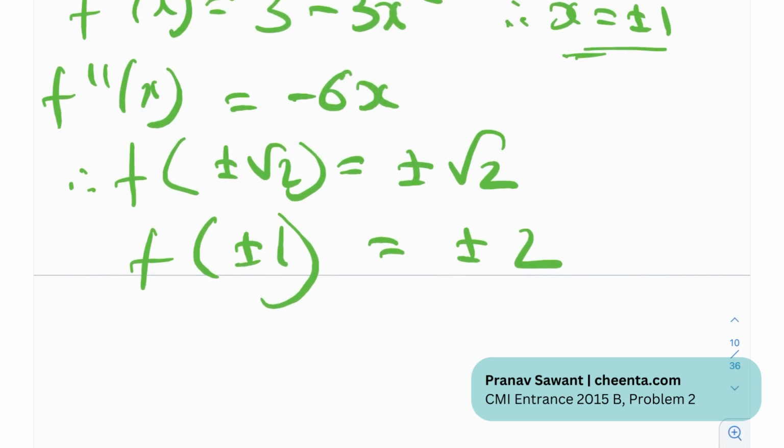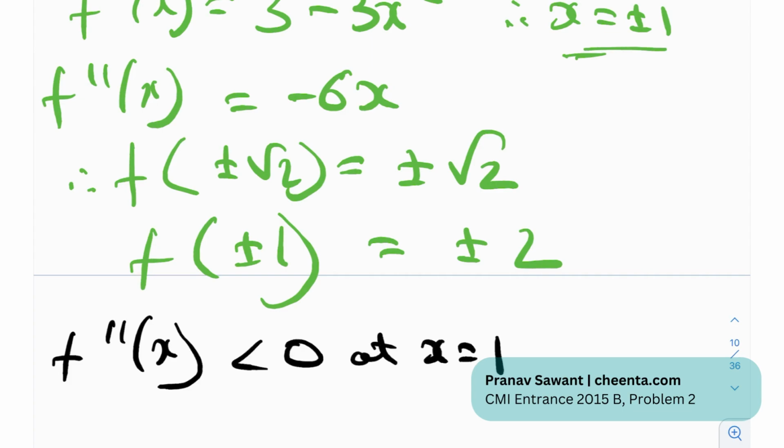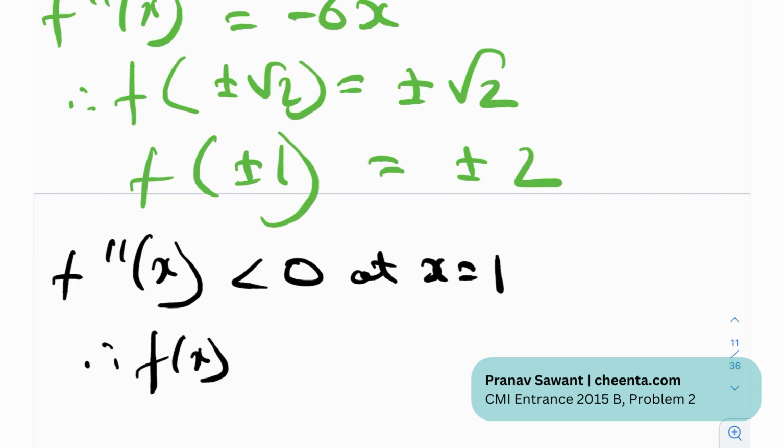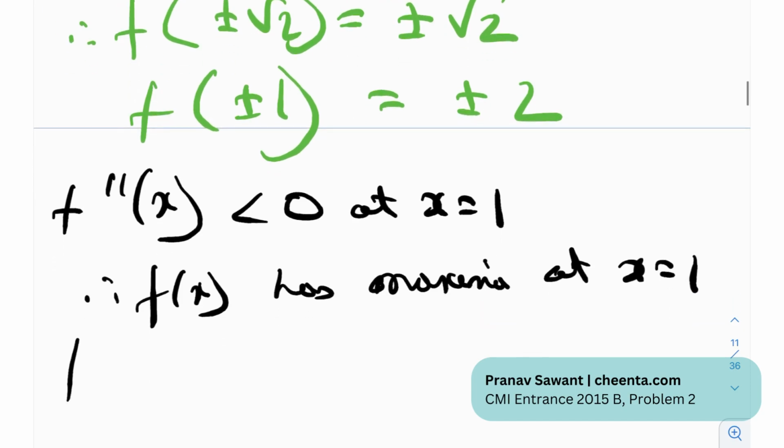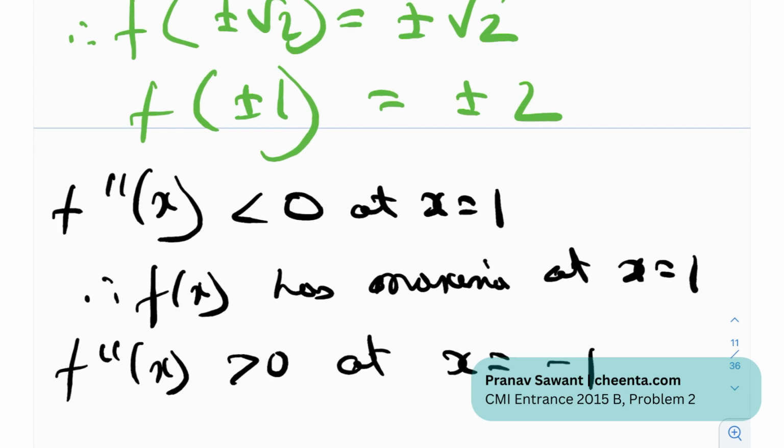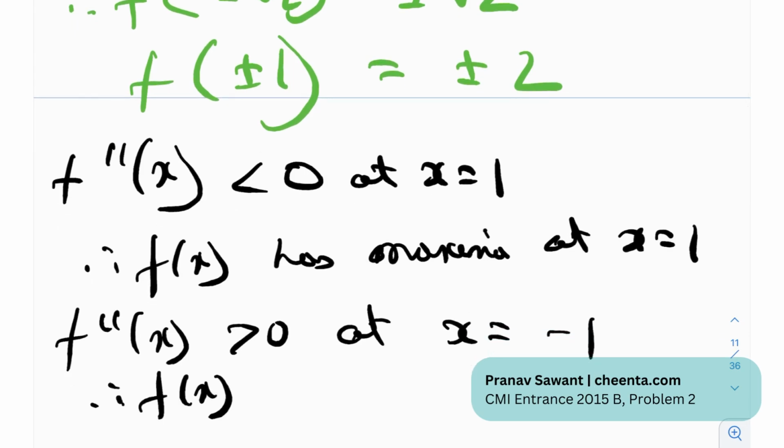Now we had actually noticed that f double prime of x is minus 6x. So f double prime of x is going to be less than 0 at x equals 1. So therefore f of x has a maxima at x equals 1. And we can actually see that f double prime of x is greater than 0 at x equals minus 1, right? So therefore f of x has a minima at x equals minus 1.